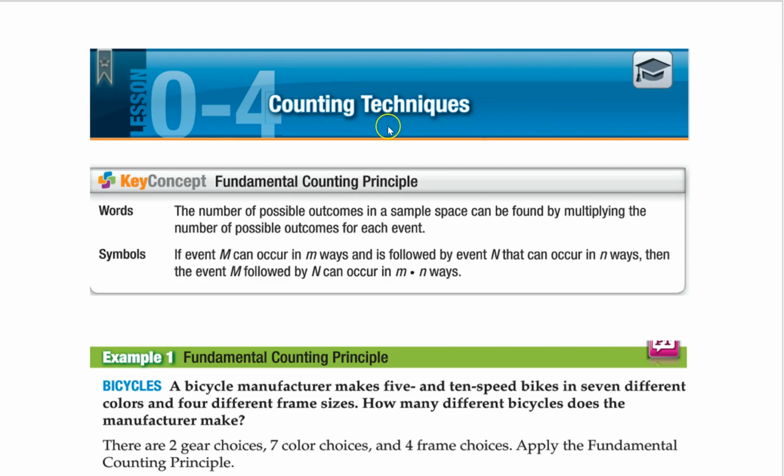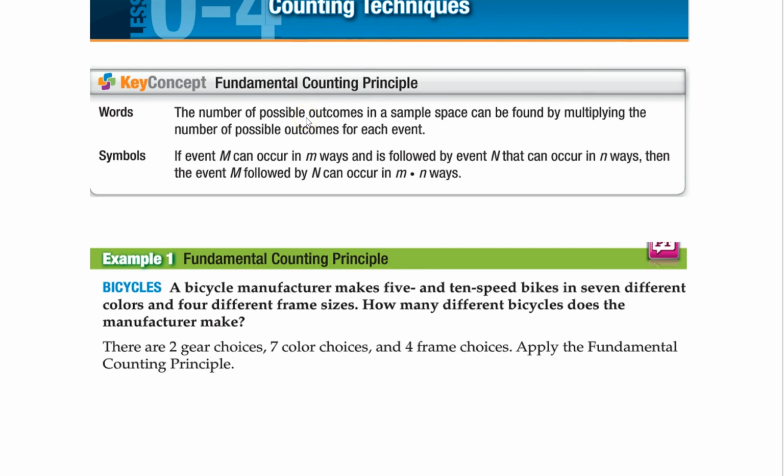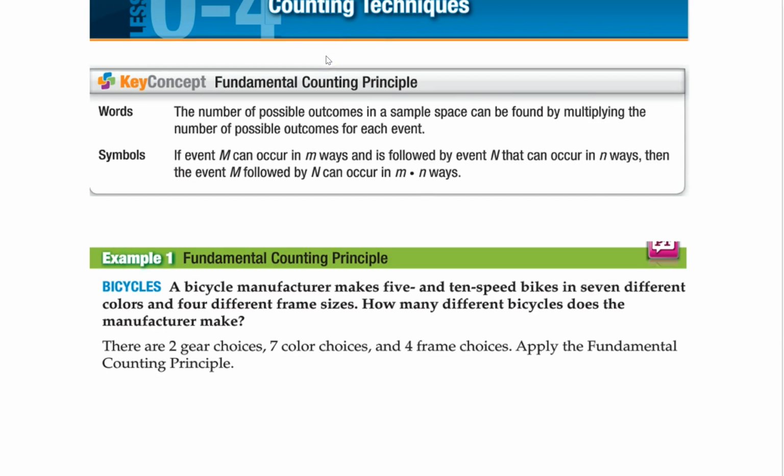Counting techniques. So we're going to talk about different ways to count things. The first one is called the fundamental counting principle. And all that means is when you have different options and you want to figure out the total ways, you just multiply those options. For example, let's say I have 3 shirts.